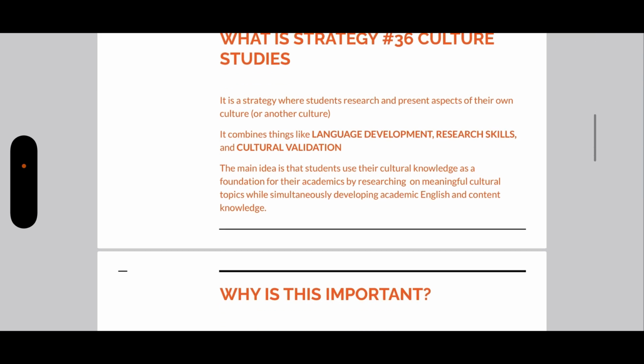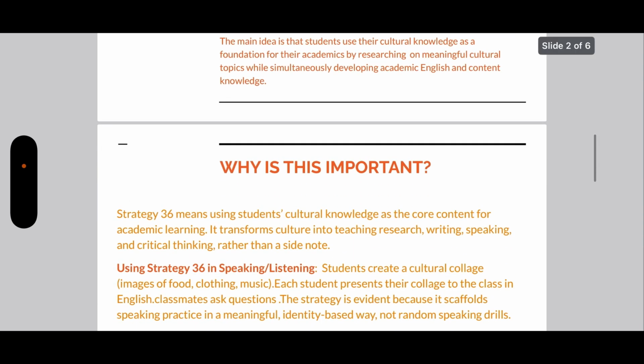The main idea is that students are able to use their cultural knowledge as a foundation for their academics by researching on meaningful and cultural topics while simultaneously developing academic English and content knowledge. So, in simpler terms, this is pretty much just allowing students to use their primary language because obviously that is their comfort, but we want them to grow off of that and expand their English knowledge.